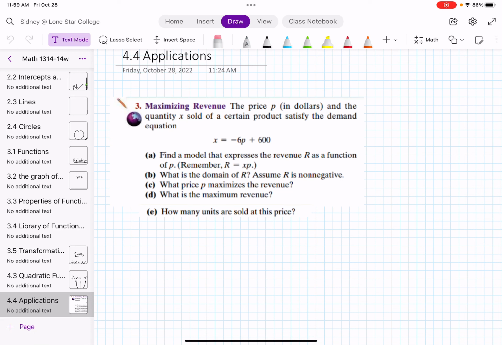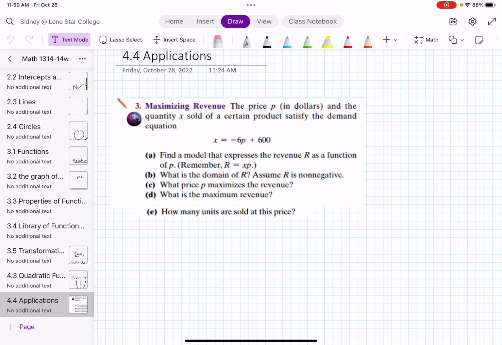Section 4.4 is about applying what we learned about quadratics in 4.3. It is literally just a handful of word problem application type problems, and I'm going to work through one of them right here.